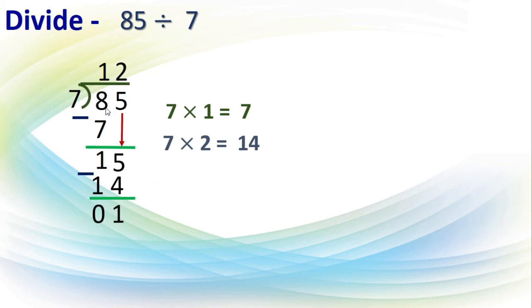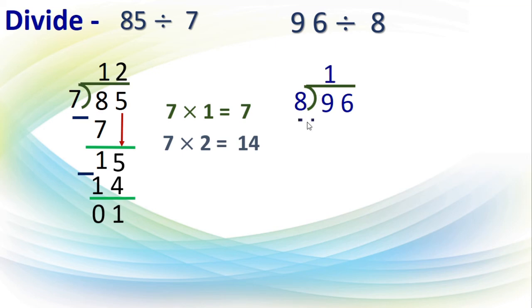Whenever this first number is bigger than the divisor given, then we will go through sums like this. Okay. Next one is 96 divided by 8. Here also we can see here 9 is greater than 8. 8 is divisor. What we will do here? Now 8 ones are 8, isn't it? 8 ones are 8. So 9 minus 8, 1 remained.